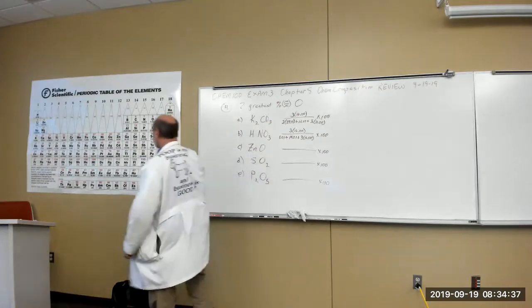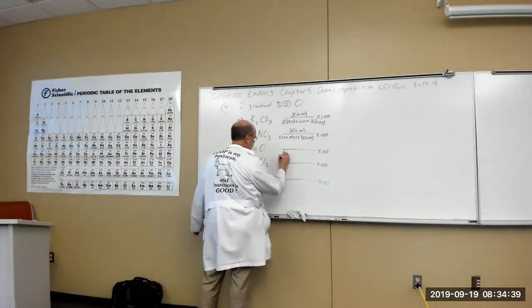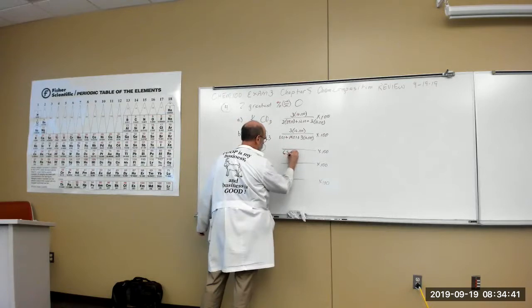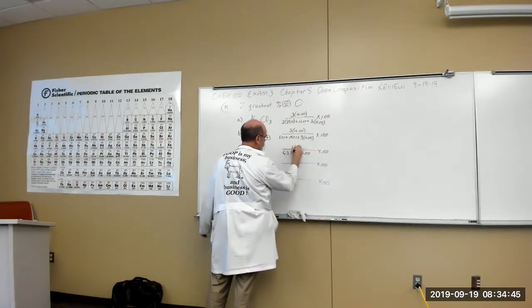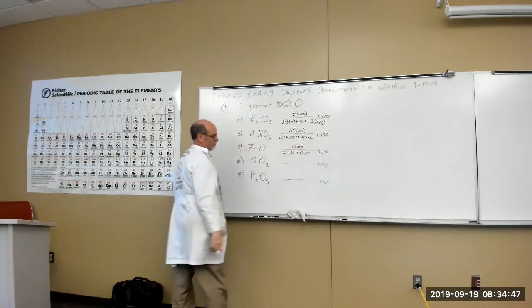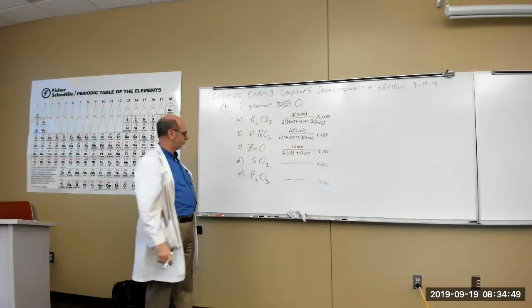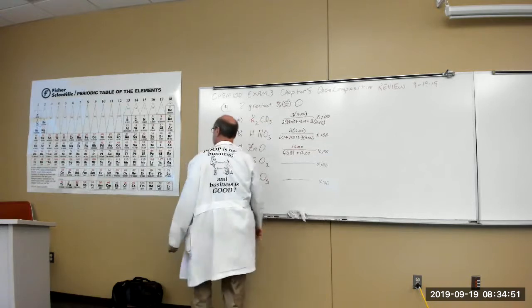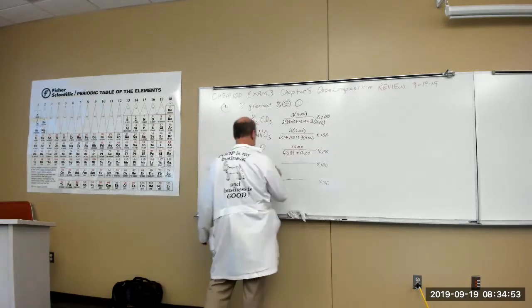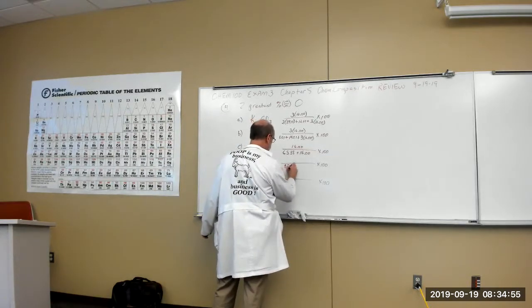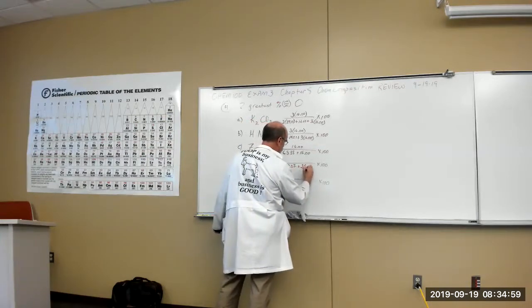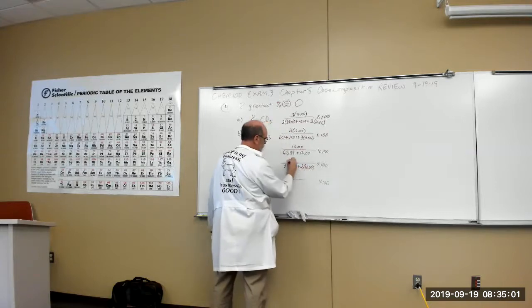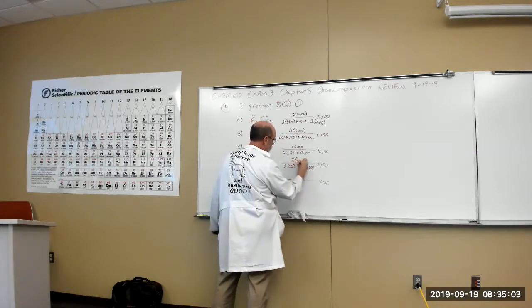Okay, zinc, 65.38, and 1 oxygen. So that 1 oxygen goes on top also. Okay. Sulfur, 32.07. There's only 1 of them, but there are 2 oxygens which go on top also.